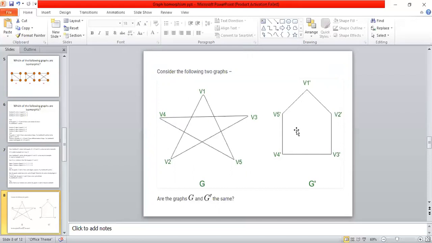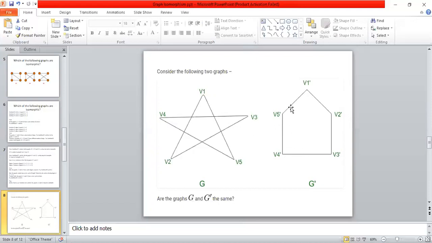Now find out the degree sequence of each and every vertex. What is the degree of vertex V1? 2. Vertex V2? 2. Vertex V3? 2. Vertex V4? 2. Vertex V5? 2. Therefore, degree sequence of graph G is 2, 2, 2, 2, 2. Coming to G dash graph, what is the degree sequence of this graph? V1 dash degree is 2, V2 dash degree is 2, V3 dash degree is 2, V4 dash degree is 2, V5 dash degree is 2.